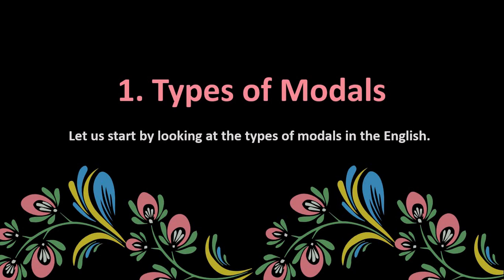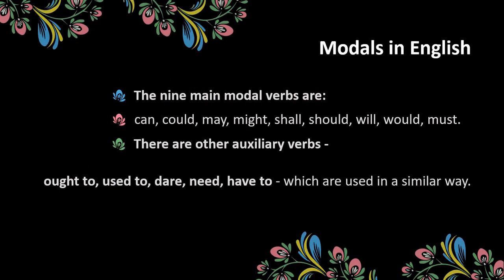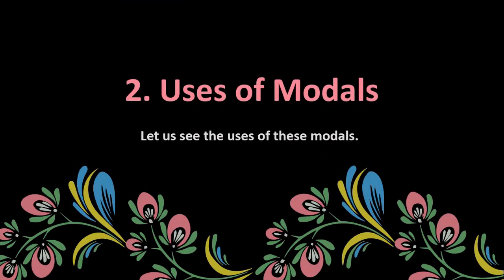So we start with looking at the types of modals in the English language. Of course, there are 9 modal verbs in English, and these are can, could, may, might, shall, should, will, would, must. And there are other auxiliary verbs like ought to, used to, dare, need, have to, which are used in a similar way. So currently we are going to see the uses of these modals.